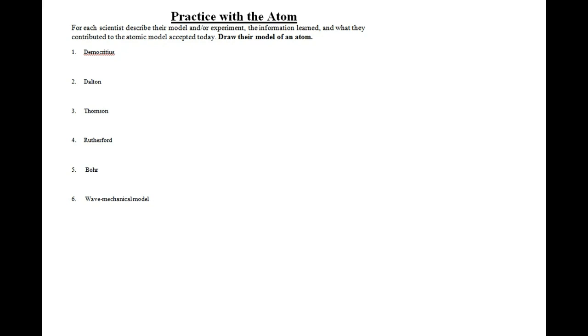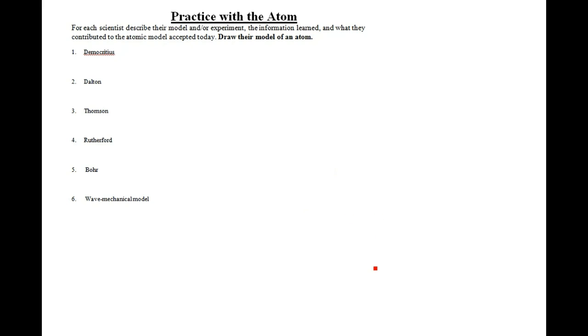Alright, so it says for each scientist, describe their model and or experiment, the information learned, and what they contributed to the atomic model accepted today. Then it says draw their model of the atom. So this is just the history lessons that we gave you in the notes in the first little while. Let me pause this and I'll open some. Alright, so we'll go ahead and look here in a second. But all we have to do is draw their model or talk about their experiment and what we learned.